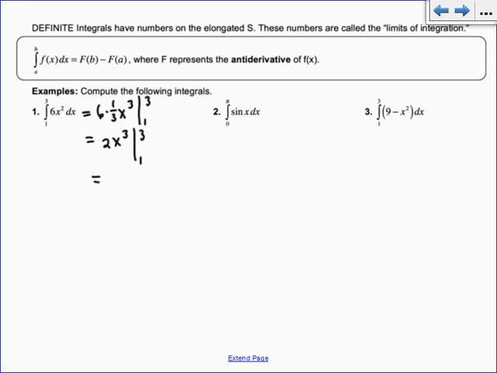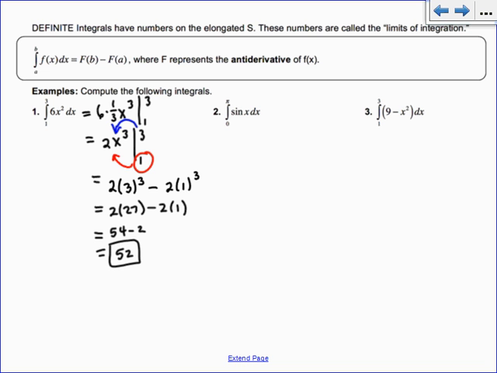Then we're going to plug in the 3 to our answer, and then plug in the 1 to our answer. We're going to find both of them, and subtract them. So I'm going to have 2 times 3 cubed, and then 2 times 1 cubed, and then subtract those two answers. So I get 2 times 27 minus 2 times 1. So let's see, 54 minus 2. So our answer is 52.